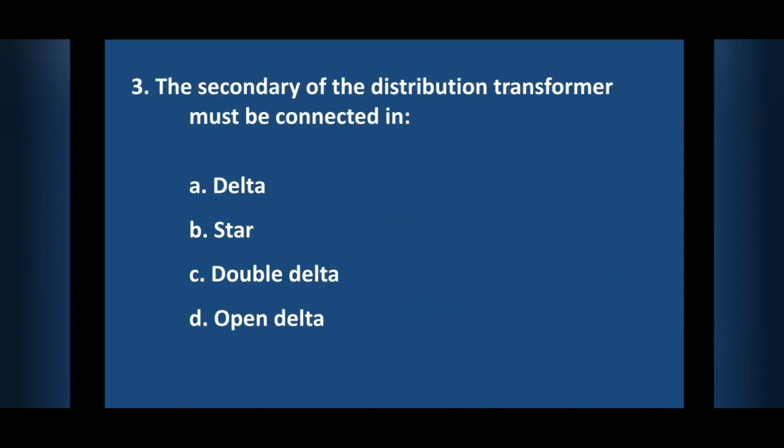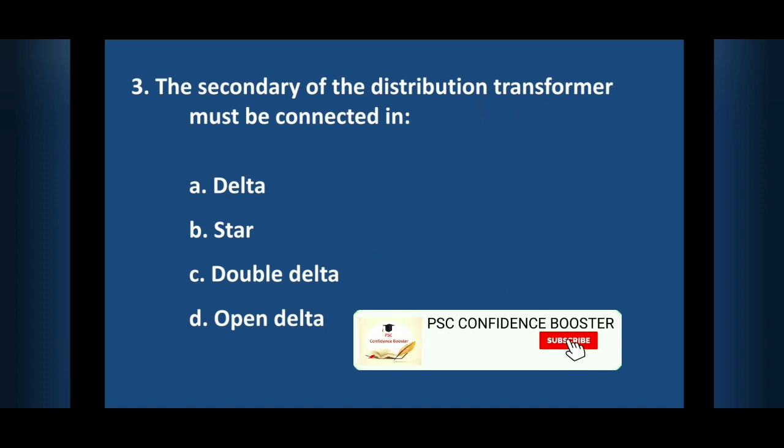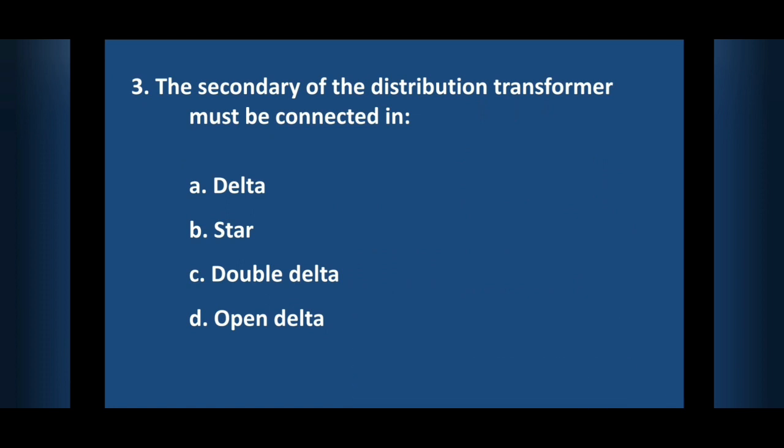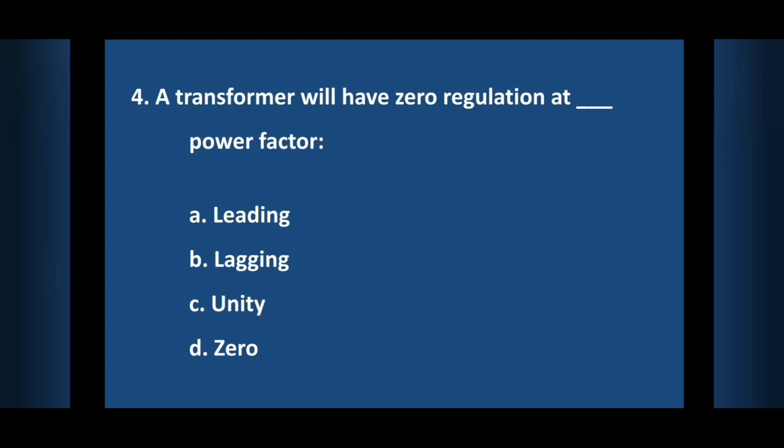Question number 3, the secondary of the distribution transformer must be connected in. Answer is option B, star. Question number 4, a transformer will have zero regulation at dash power factor. Answer is option A, leading.